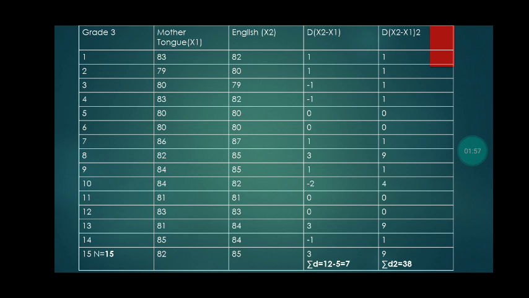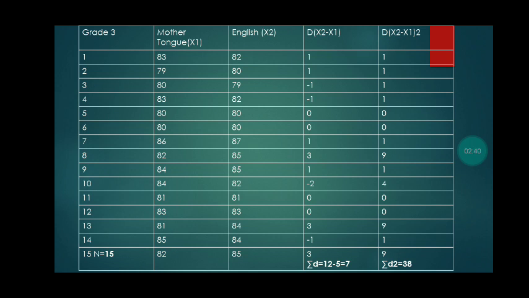For the summation of D, we just subtract X sub 2, English, minus Mother Tongue. So, 82 minus 83, that is negative 1. 80 minus 79, 1. 79 minus 80, negative 1. 80 minus 83, negative 3. 80 minus 80, 0. 80 minus 80, 0. 87 minus 86, 1. 85 minus 82, 3. 85 minus 84, 1. 82 minus 84, negative 2. 81 minus 81, 0. 83 minus 83, 0. 84 minus 81, 3. 84 minus 85, negative 1. And 85 minus 82, that would be 3.